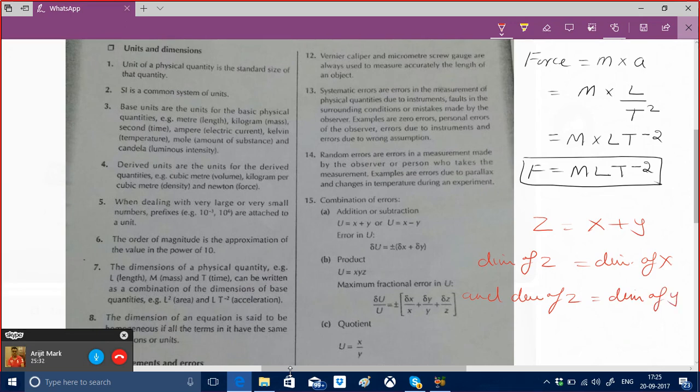What I mean to explain is that only the same dimensions can be added or subtracted. How do I say the dimension is the same? The dimension of z equals the dimension of x, and the dimension of z also equals the dimension of y. So from the first and second you can understand that the dimension of x equals the dimension of y. That's why the same dimension is being added and subtracted.